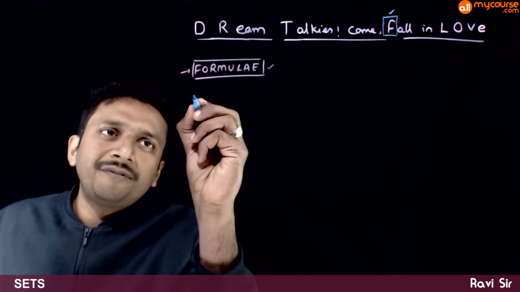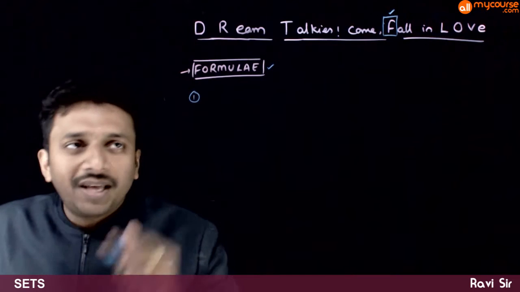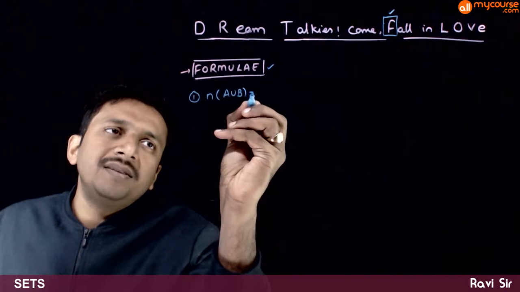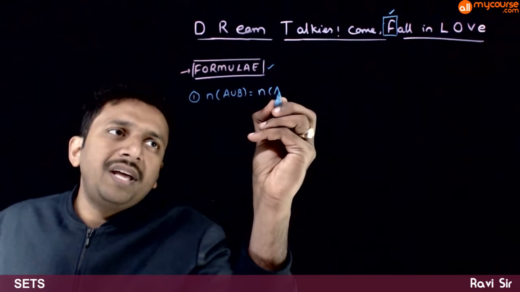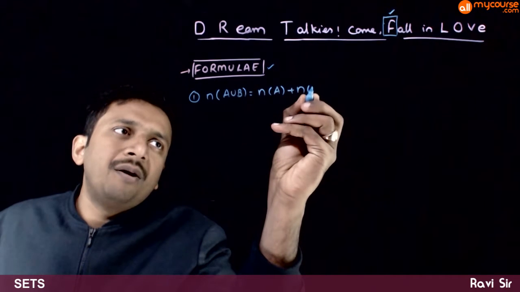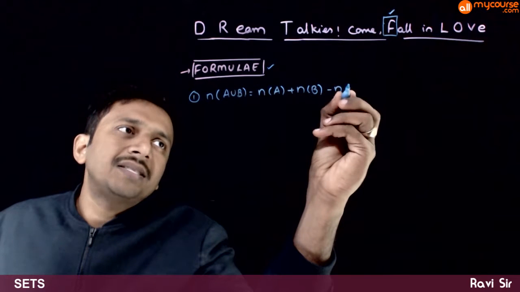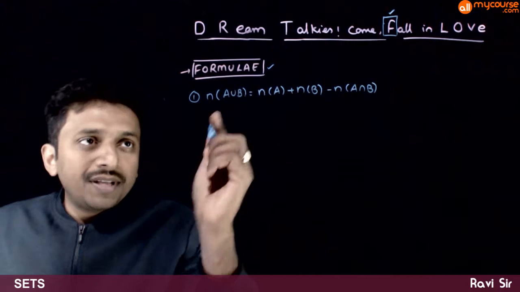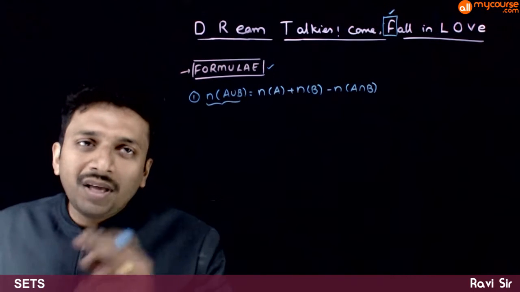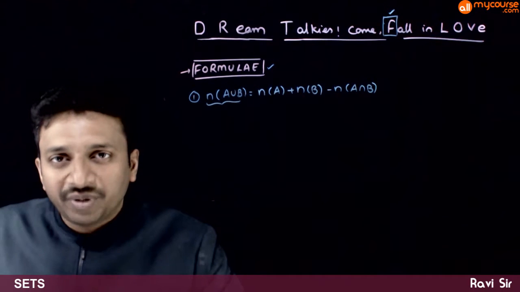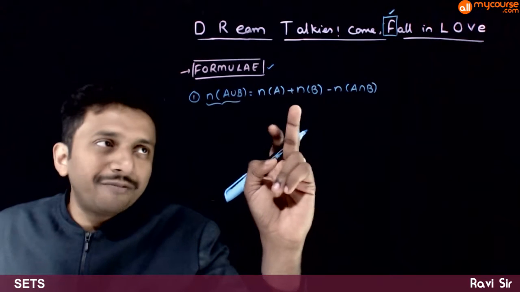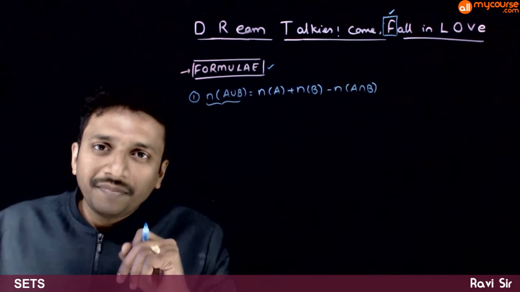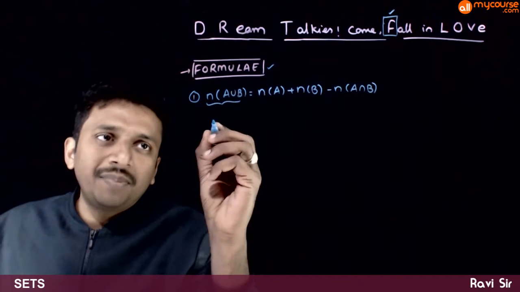So in the formulas, the first and most important formula is the number of elements in A union B is equal to n of A plus n of B minus n of A intersection B. So the number of elements in A union B is not just n of A plus n of B. This is n of A plus n of B minus n of A intersection B. So this is the most important formula. Let us see this using an example.